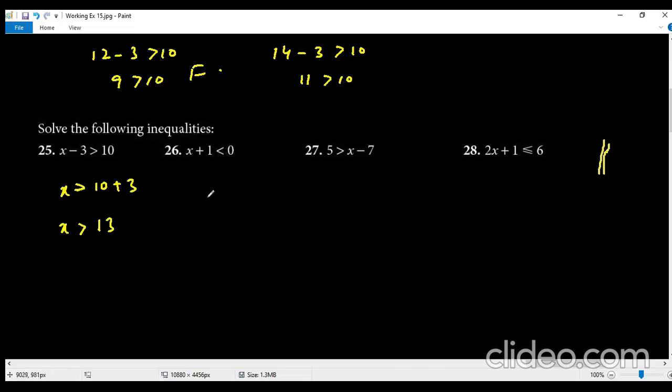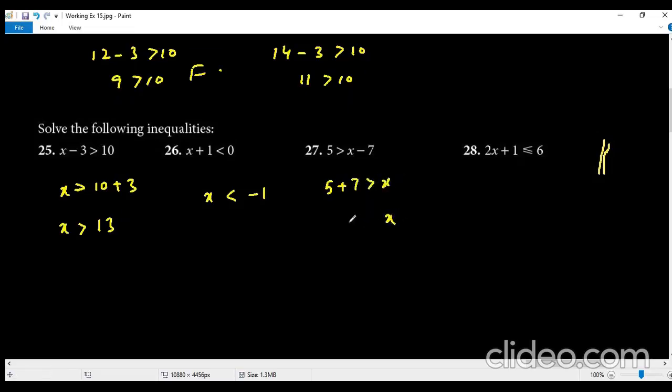Now when it comes to question number 26, x less than minus 1. So any value which is less than minus 1 is going to make this statement a true statement. Now when it comes to over here, 5 plus 7 is greater than x.